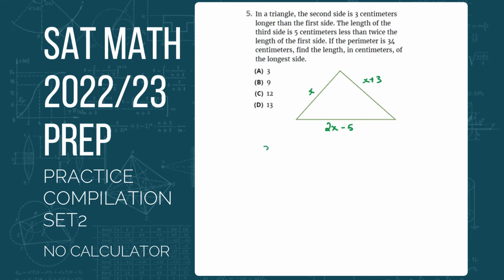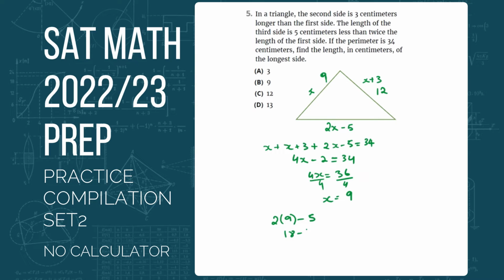Let's do the perimeter, which is x plus x plus 3 plus 2x minus 5, should be equal to 34, which will give me 4x minus 2 is equal to 34, and 4x is equal to 36, and x will be equal to 9. But we are looking for the longest side. If x is equal to 9, the first side would be 9. The second would be 9 plus 3, 12, and 2x minus 5. Let's solve that. 2 into 9 minus 5 will be 18 minus 5, which is 13. The length of the longest side will be 13, which is D.